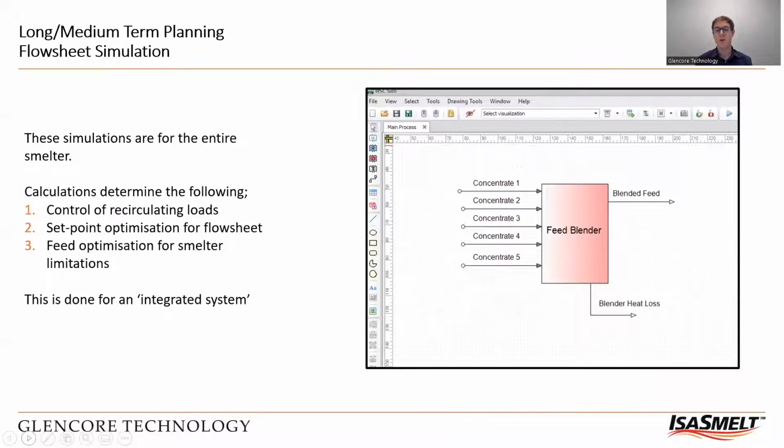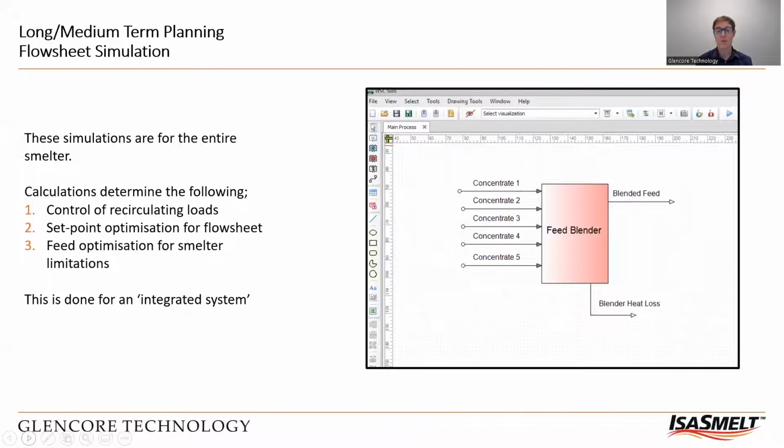So first up, we have our long-term and medium-term planning. So a lot of these calculations and simulations are done to understand how the recirculating loads and the overall smelter will perform in coming months when we've got a large supply of material. So it's very important here to understand the recirculating loads and how to optimize the overall flow sheet.